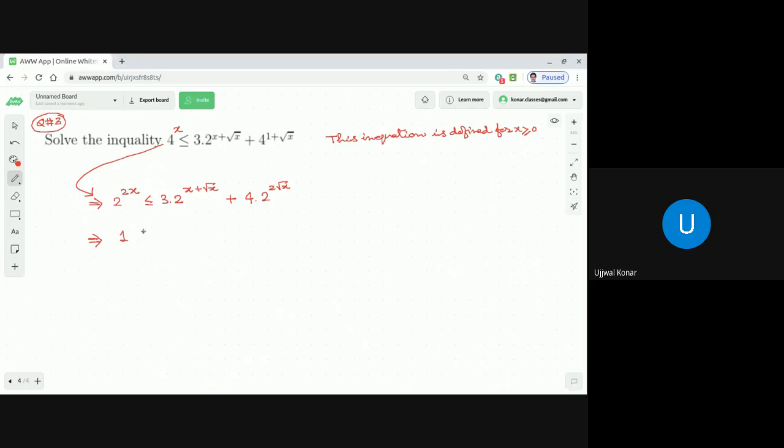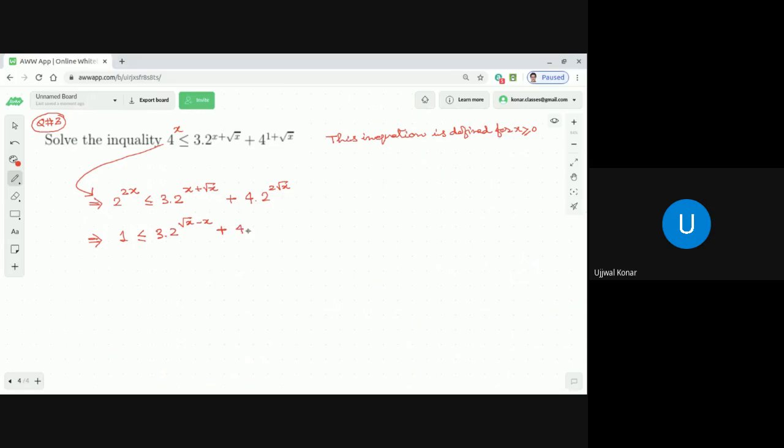So the left hand side will be 1, less than or equal to 3 into 2 to the power, let me write properly. So that is equal to 3 into 2 to the power, as we are dividing by 2 to the power 2x, x plus root x minus 2x, so that is equal to 2 to the power root x minus x, correct or not? All of you are able to get it, right?